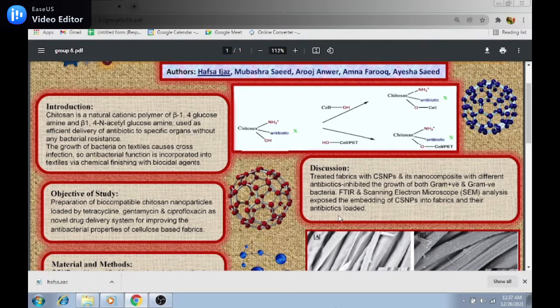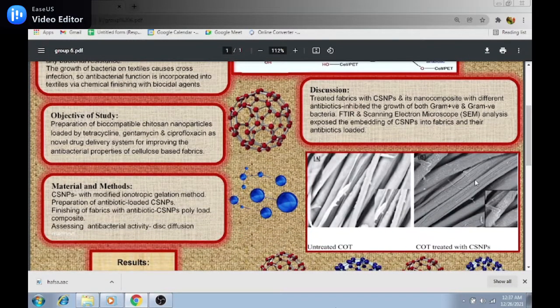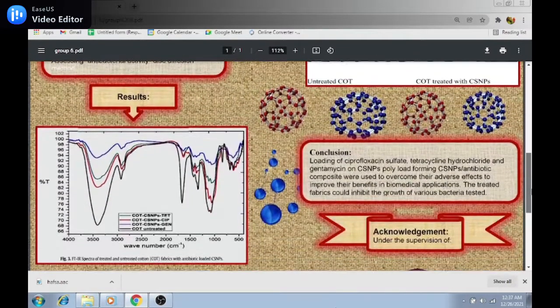So in the discussion, we found that the results were according to our expectations, and these antibiotics inhibit gram-positive and gram-negative bacteria. FTIR spectra were according to our expectations, and the scanning electron microscopy analysis has shown us that the untreated cotton shows the growth of bacteria, while the treated cotton sample is in fine quality and there is no growth of bacteria. So we concluded that this experiment was very successful. Results were according to the expectations, and we can use this method to increase the antibacterial capacity of these cellulose-based fabrics and have many other biomedical applications as well.